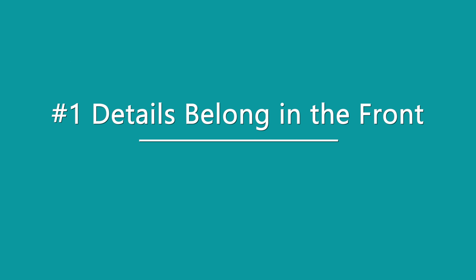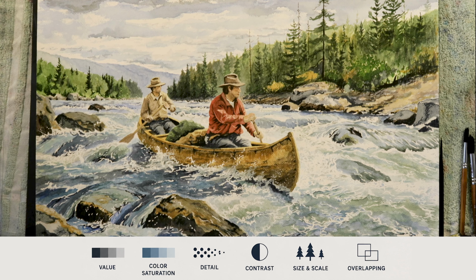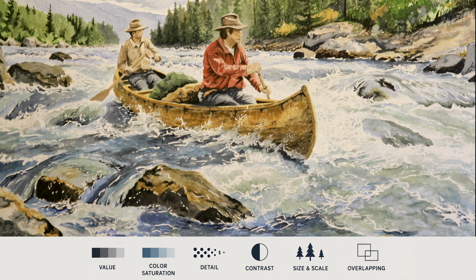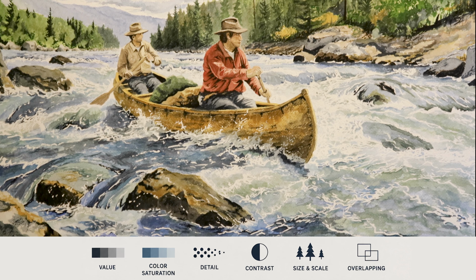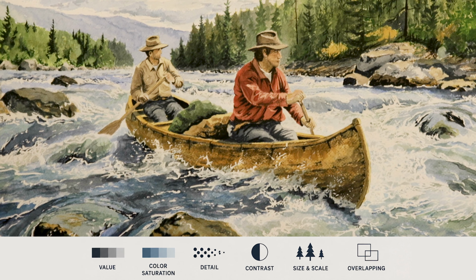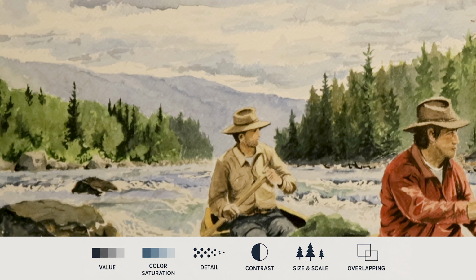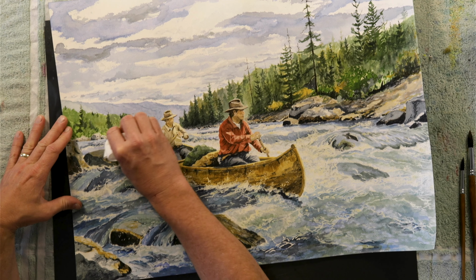The first secret is details belong in the front. Our brains are constantly trying to understand distance. One of the easiest ways we can do this is by looking for details. Think about standing on the edge of a river. The rocks right in front of you show visible detail, shape, and texture. But the rocks miles away, they're just shapes. The same thing should happen in your watercolor paintings.